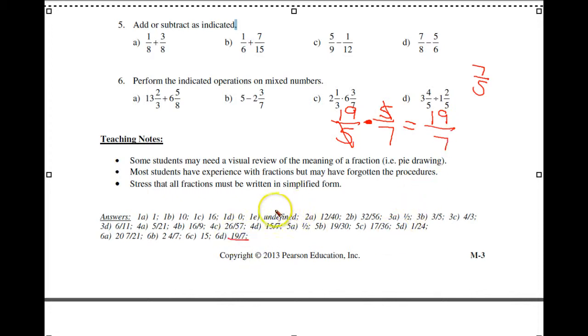19 sevenths is good. Okay, so it says some students may need visual review of meaning of fractions. I gave you that little joke here, the thing in the beginning. Most students have experience with fractions but have forgotten the procedure. So we went over adding and subtracting fractions with the same denominator, with different denominators, and stressed that all fractions must be written in simplified form. Now, if you don't simplify them, Math Lab will count them wrong. Okay, so just 23 minutes, not too bad.